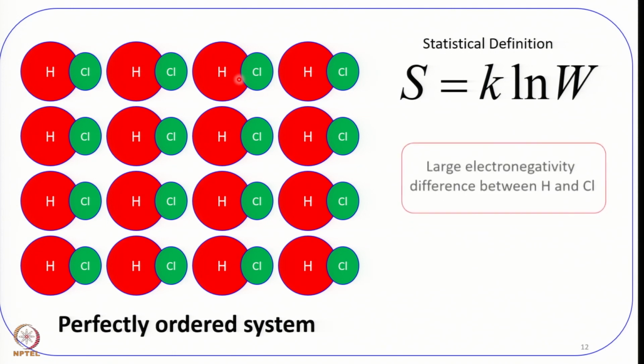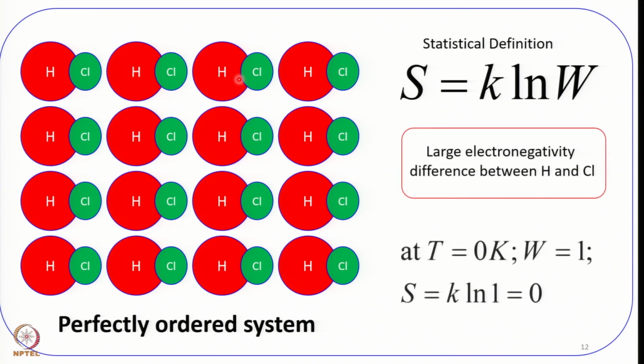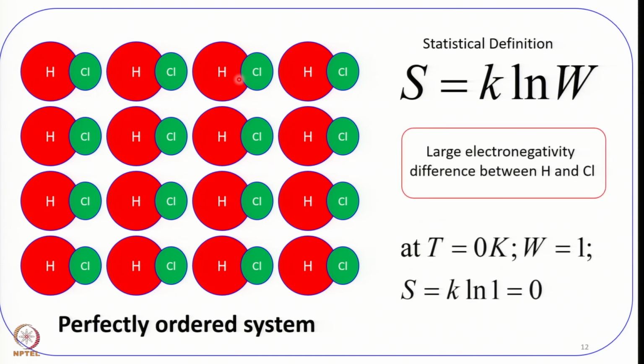If you set W equal to 1, then S is equal to K log 1, that is equal to 0. This is where the third law of thermodynamics becomes important. What is the third law of thermodynamics? The entropy of each element, each substance is positive.